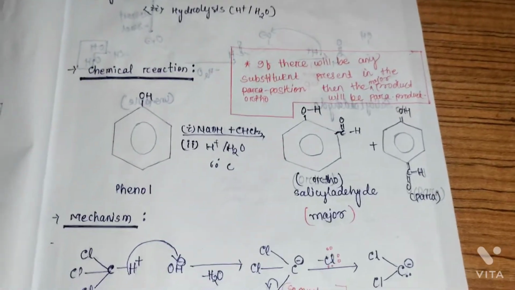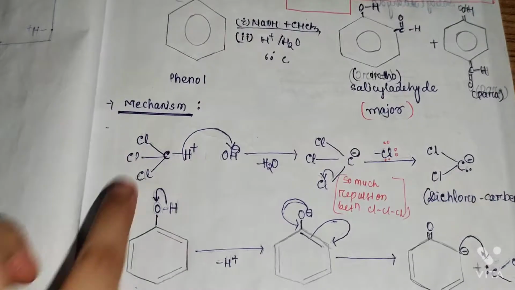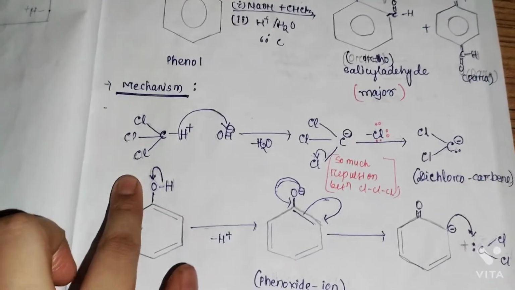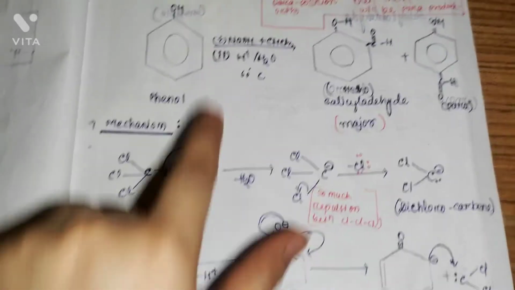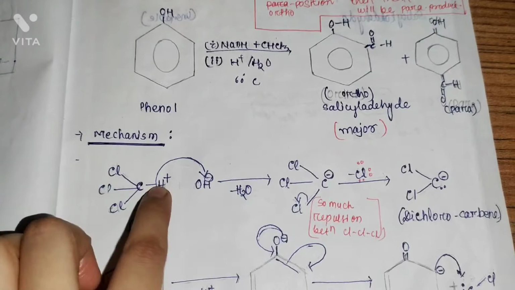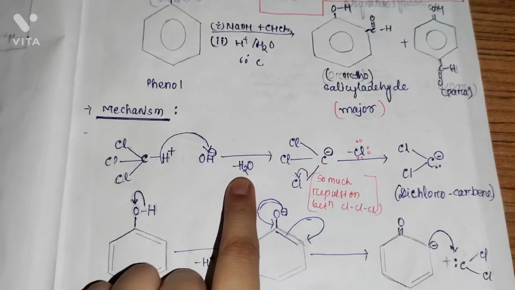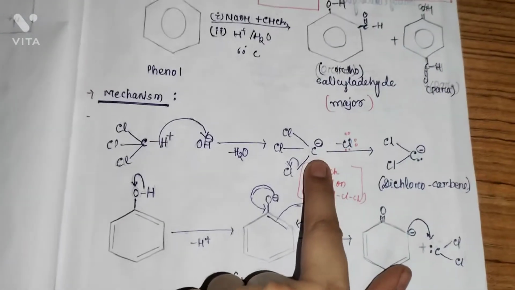Let us see the mechanism of it. This is chloroform, CHCl3. When it reacts with OH, where OH comes from NaOH, then water will remove H and OH.